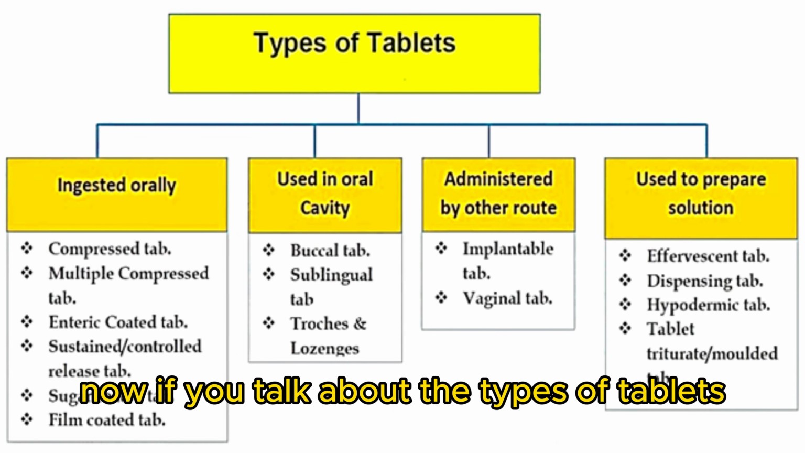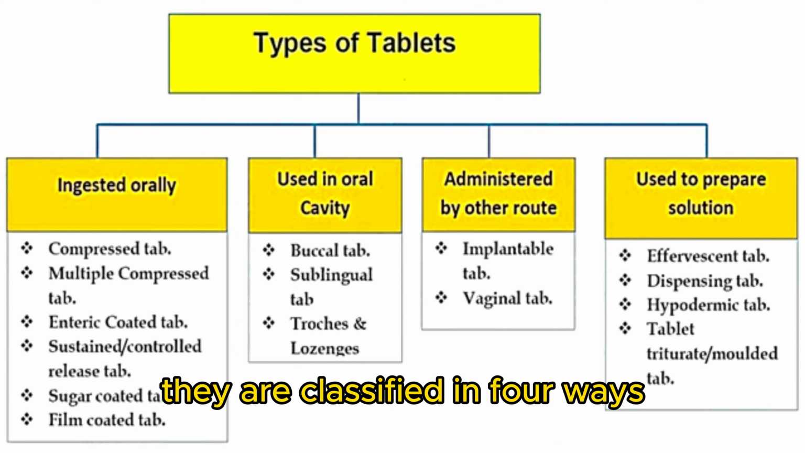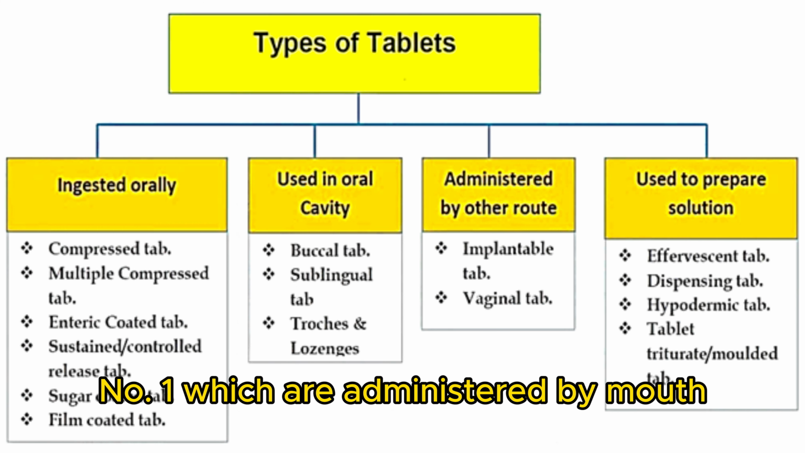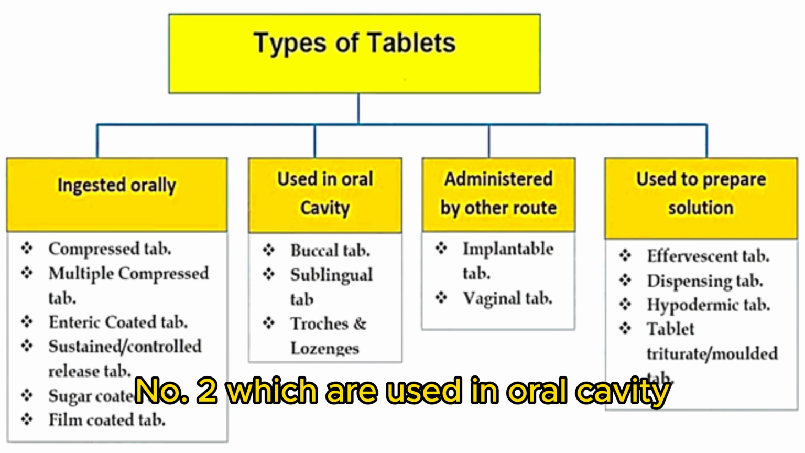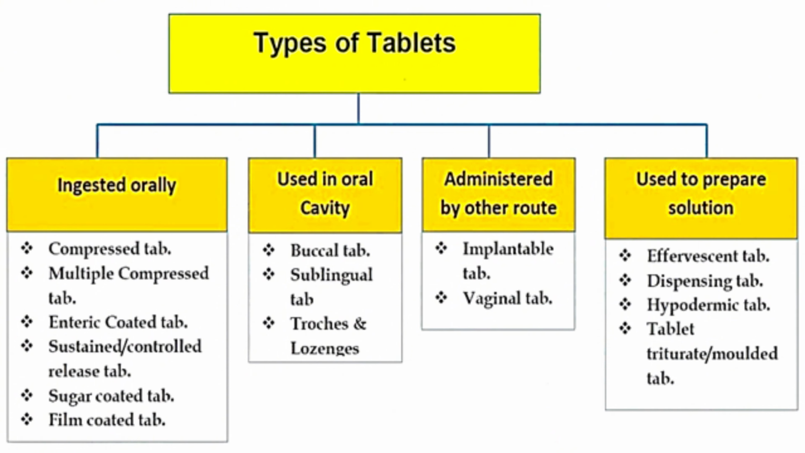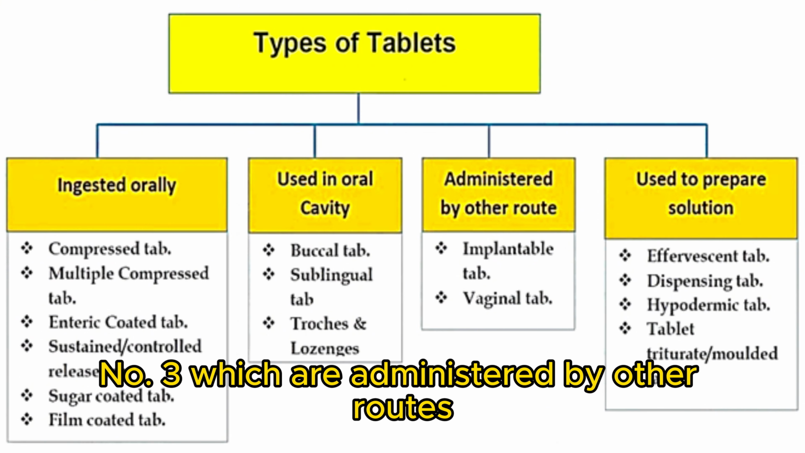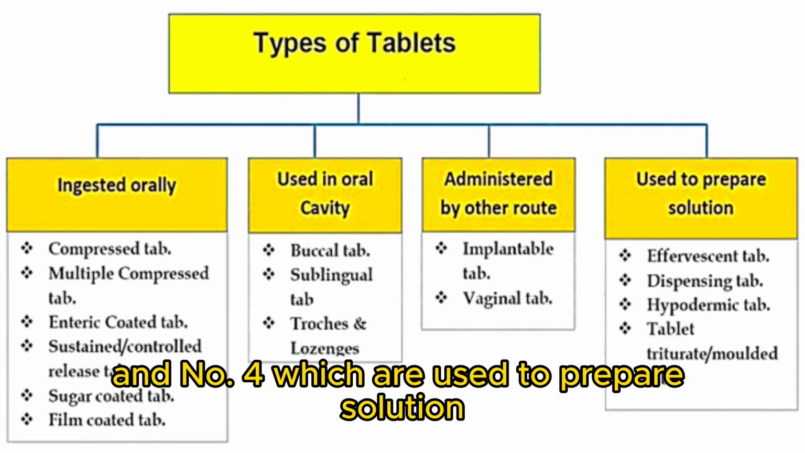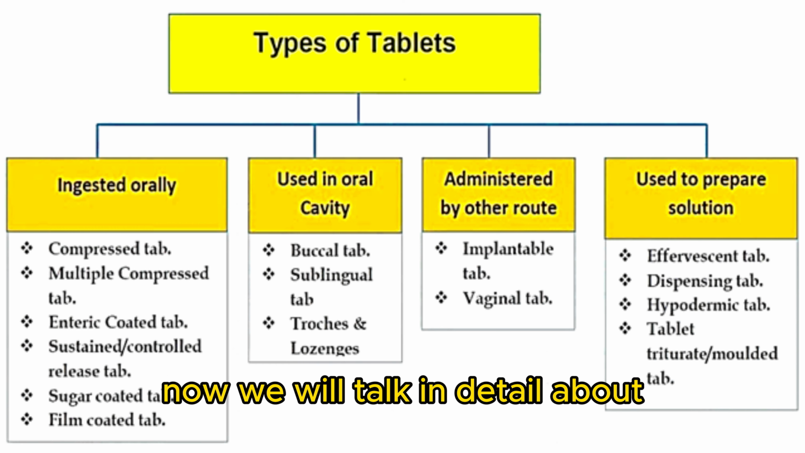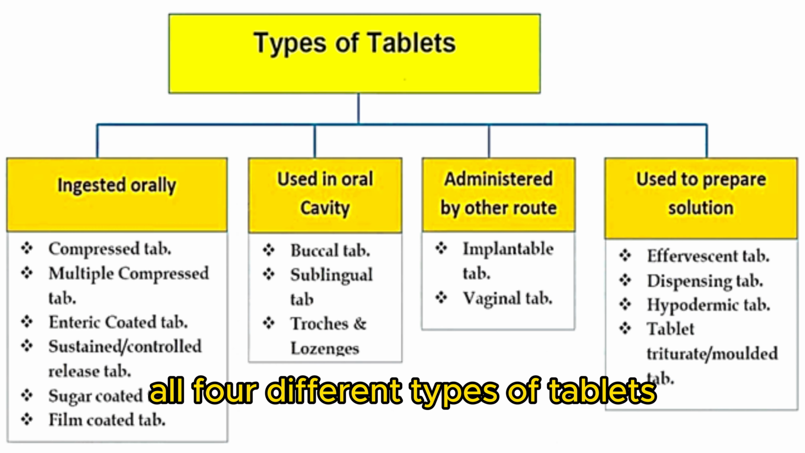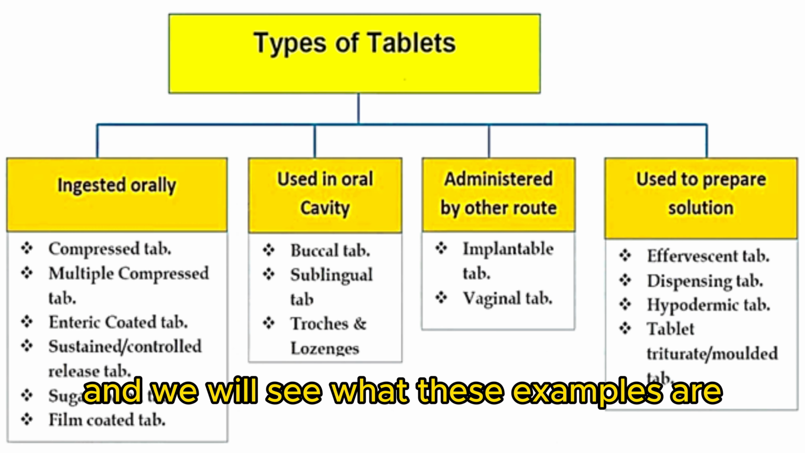Now, if we talk about the types of tablets, they are classified in 4 ways. Number 1, which are administered by mouth. Number 2, which are used in the oral cavity. Number 3, which are administered by other routes. And number 4, which are used to prepare solution. Now we will talk in detail about all 4 different types of tablets and see what their examples are.